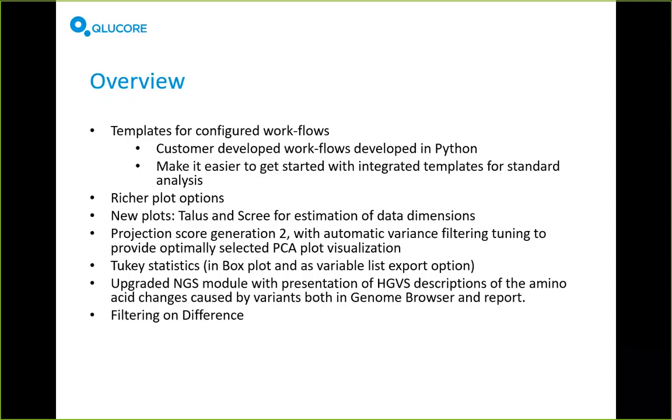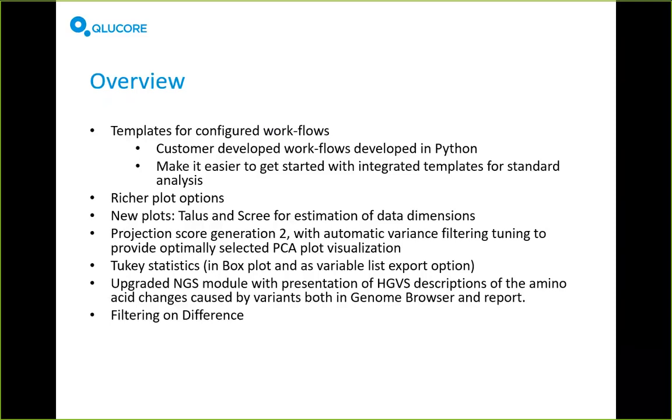We also added, which I'll just briefly mention today, two key statistics. We have those in the box plot. We also have the ability to export this with the variable list export. And one of the last things we've done is that we've upgraded the NGS module for those of you who use that, which is an add-on to the regular Omics Explorer, where we can show HGVS descriptions of the amino acid changes that are caused by variants in the genome.